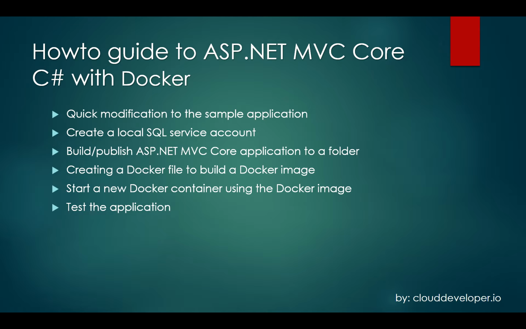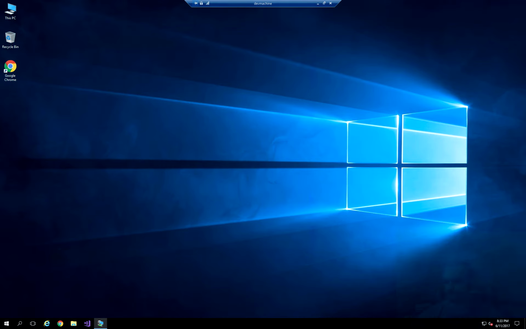On that machine, we're going to also go ahead and create a Dockerfile that's going to be used to create a new Docker image. And then we're going to use that new image to tell Docker to create a new container and actually start our application. And at the end, we're going to actually test everything is working using that new Docker container. So let's go ahead and get started.